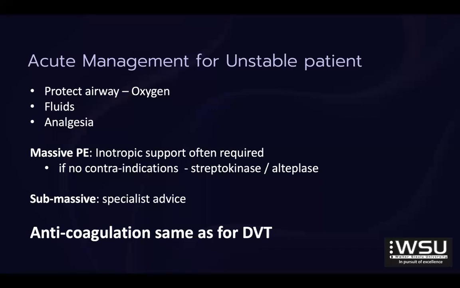For both your very massive PEs and your submassive PEs, you definitely want to involve a specialist. And with the massive ones, you might sometimes need to use inotropic support, and there might even be an option of stripping those patients. But for the majority of patients that we see, our focus is going to be anticoagulating these patients. So they're clinically stable, but they have either a deep vein thrombosis or a confirmed pulmonary embolism. And the way you manage the anticoagulation for pulmonary embolism is exactly the same as DVT. So there's this one plan.